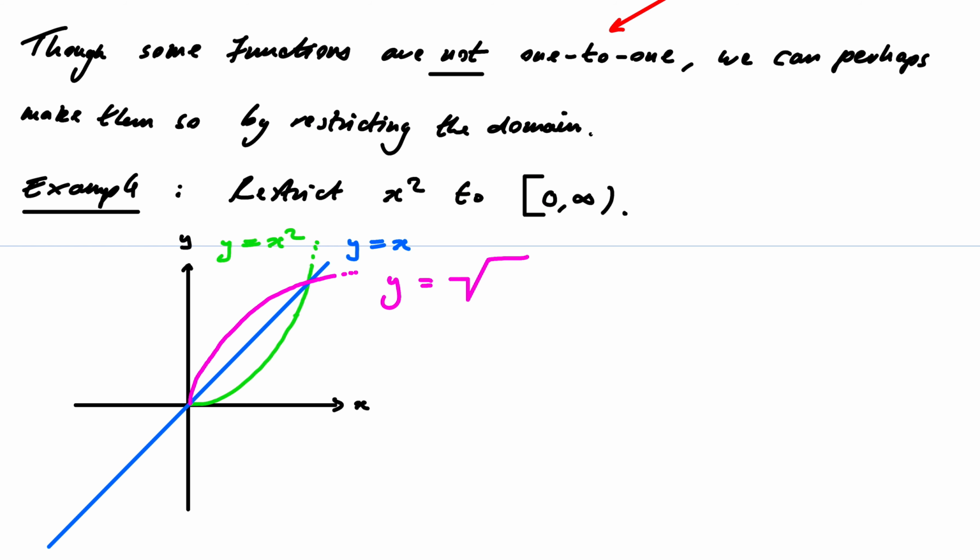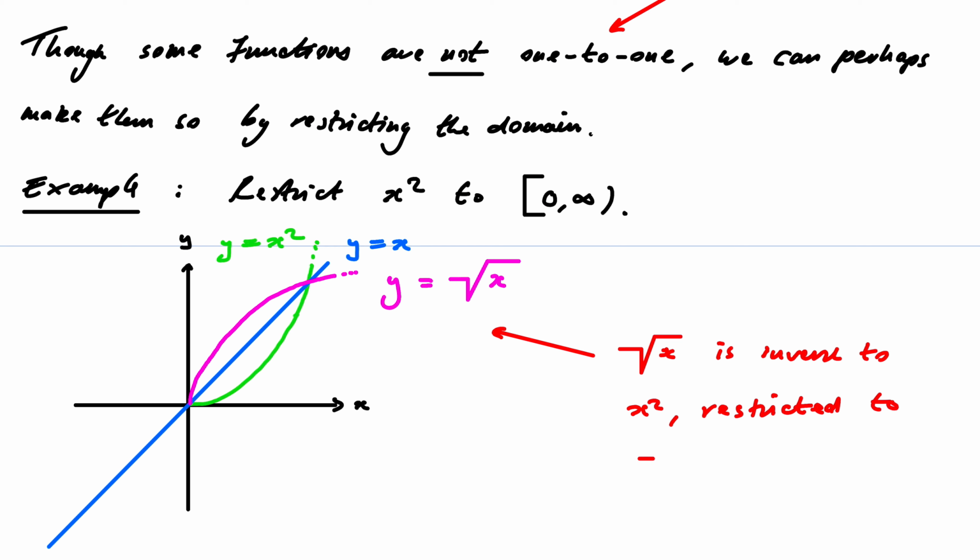So when you're talking about the square root, it's not an inverse to x squared. Not overall. It's not a true inverse to x squared. It's a partial inverse to x squared, where we are restricting the domain of x squared. So really, the conclusion of this is square root of x is the inverse to x squared restricted. So it's not a true inverse to the entire square, it's an inverse to the restricted square. Restricted to the interval 0 to infinity.